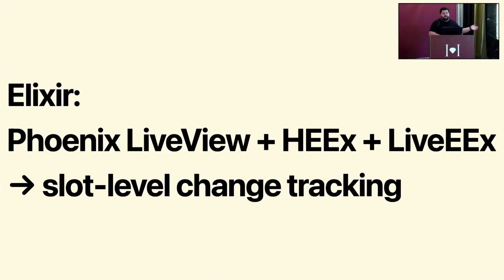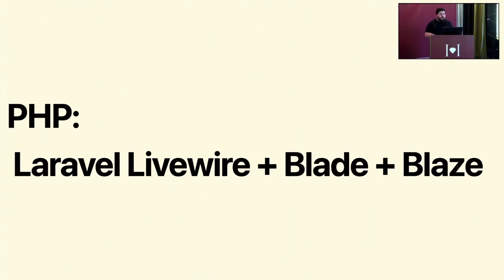Closer to us is Elixir and Phoenix LiveView. They have these HEEx templates, which are the equivalent of HTML ERB for EEx, which is embedded Elixir. And this also solved compile-time change tracking with LiveEEx, which is the compiler that we have now. We have these slot-level updates, and this is pretty much the gold standard for server-side reactivity today. Also in PHP, we got Laravel Livewire, which does very similar things with their Blade templates and the Blade compiler.